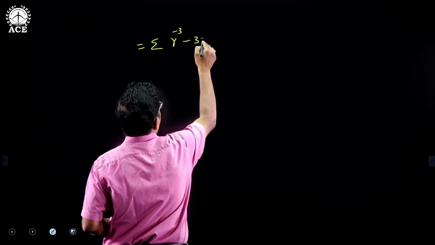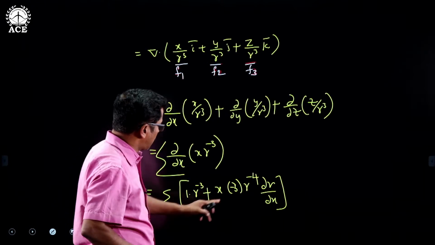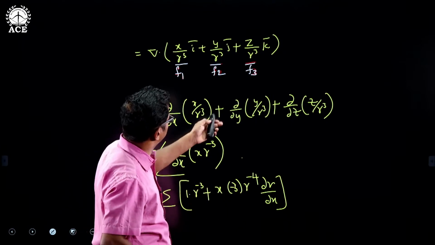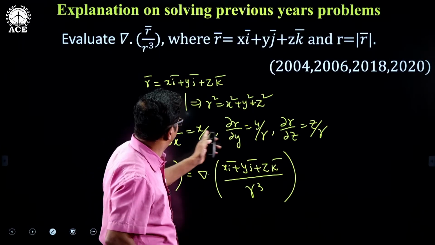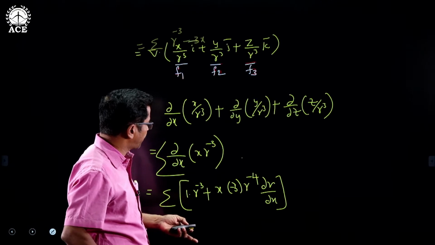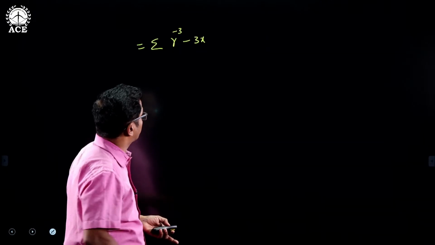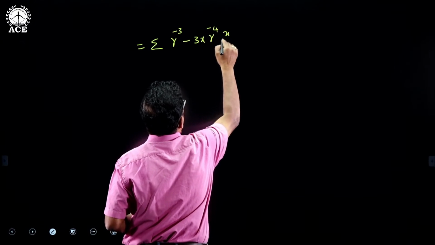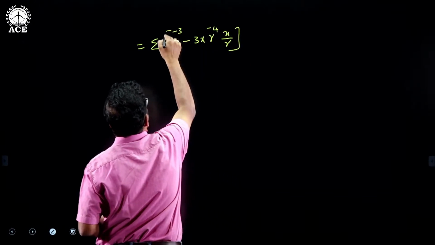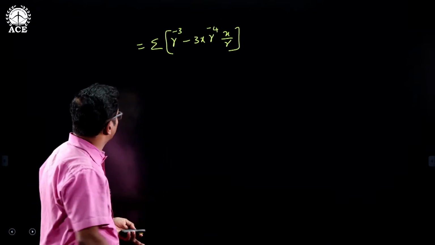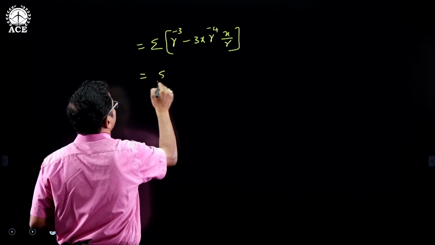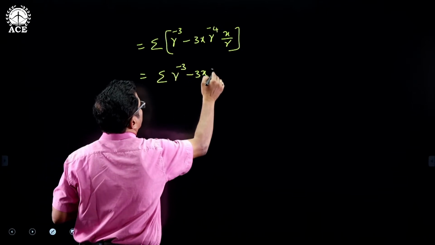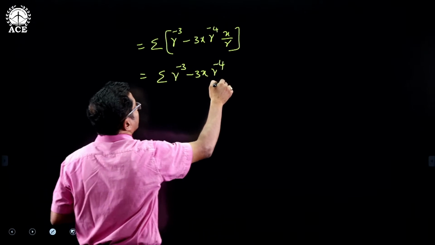Minus 3x r power minus 4 into x by r, where dou r by dou x is, what I said, x by r. So that I am going to substitute. So r power minus 4 into x by r. Okay. So which is equals to summation r power minus 3 minus 3x r power minus 4 x by r.